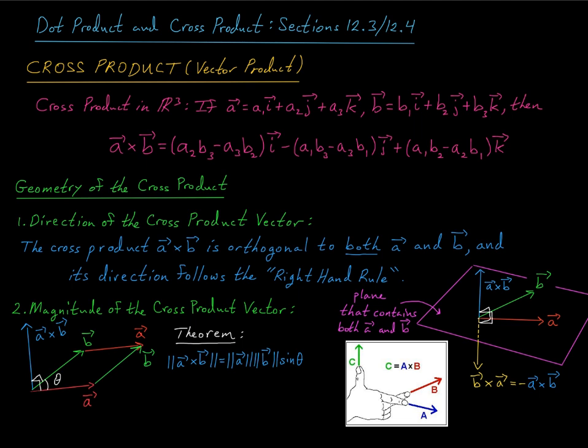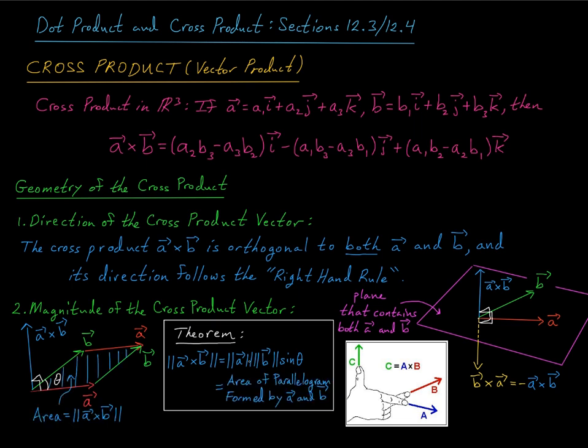And the reason why I'm doing that is that this expression you see on the right-hand side of our theorem, magnitude A times magnitude B times sine theta, is equal to the area of the parallelogram formed by A and B. So in other words, the length of our blue cross product vector is equal to this blue area of the parallelogram formed by those two vectors. So why is that the case?